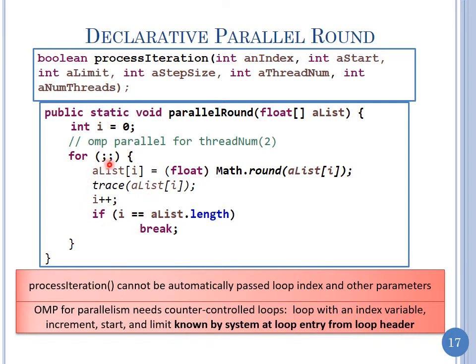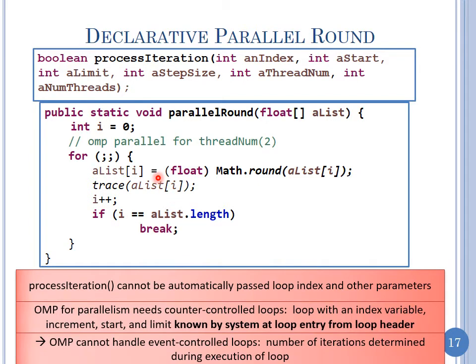But by looking at the header, we don't know the number of times, what the index variable is, what the start value is, what the end value is, what the increment is. That's all sort of buried inside the piece of code here. Okay? And so this is a counter control loop that doesn't give the right amount of information.